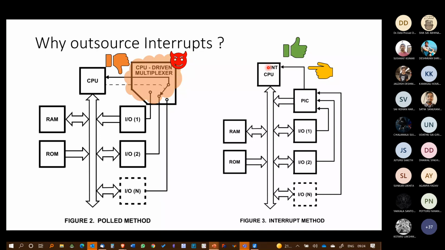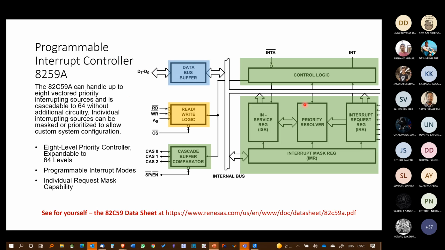So in Odisha, we say Gumasta. So Gumasta is the contractor. So the PIC is the interrupt handler master. It handles all these IOs. Actually, the CPU doesn't know that this is the IO device. It'll never know because that is all handled by the PIC. So let's see what this PIC does.